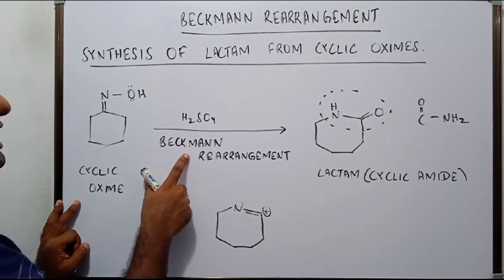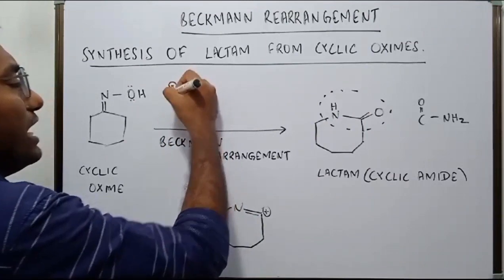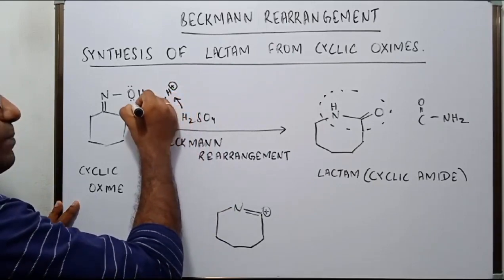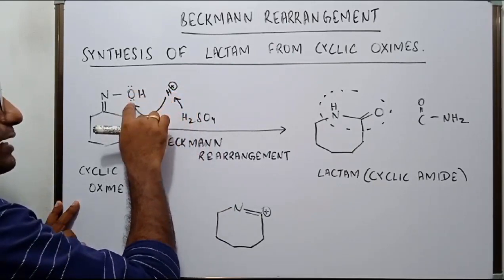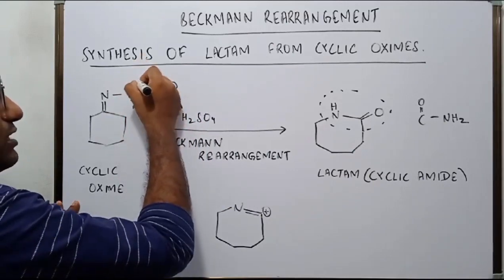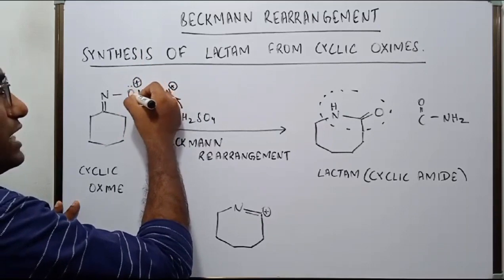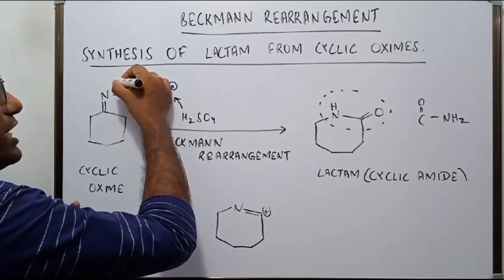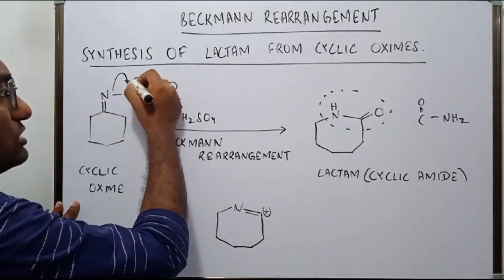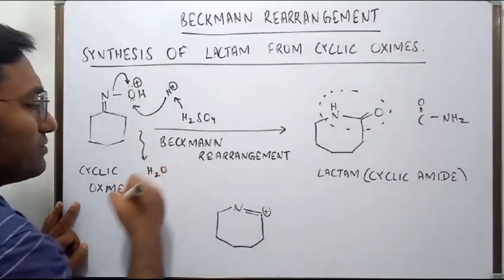The Beckmann rearrangement reaction involves the dissociation of H+ from a mineral acid. The dissociated H+ now attacks the lone pair of electrons on the oxygen atom. When it attacks, the oxygen atom becomes positive, because it consumes the lone pair of electrons. The positively charged oxygen atom now tries to withdraw the shared pair of electrons towards itself. When it does, the oxygen's neutrality is restored and there is elimination of water.